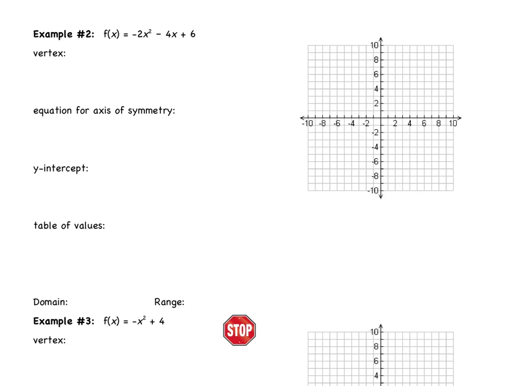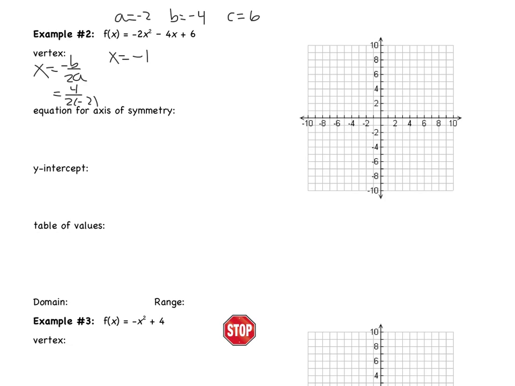Starting out with the vertex. Remember that the vertex is negative b over 2a. Our a in this case is negative 2, it's in front of the x squared. Our b is negative 4, it's in front of the x. And our c is positive 6. So opposite of b is going to be positive 4. And then I have 2 times negative 2. This ends up being 4 divided by negative 4. So I get x equals negative 1.